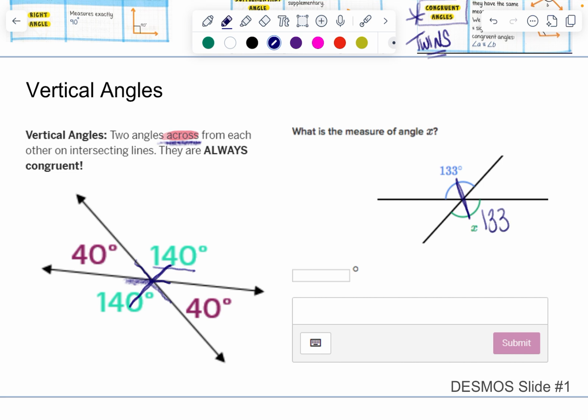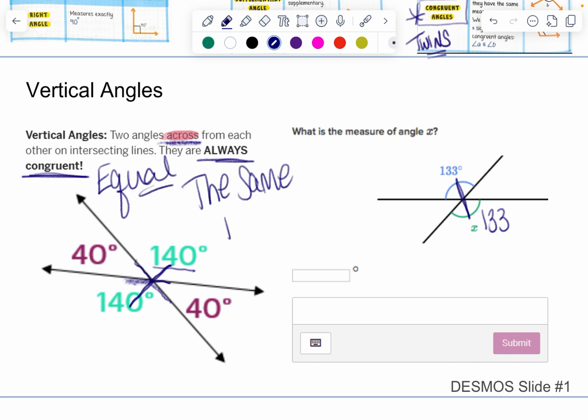Vertical angles are across from each other, and they're always congruent. And remember, congruent is equal. Congruent is the same. Congruent is twins. Congruent is identical.